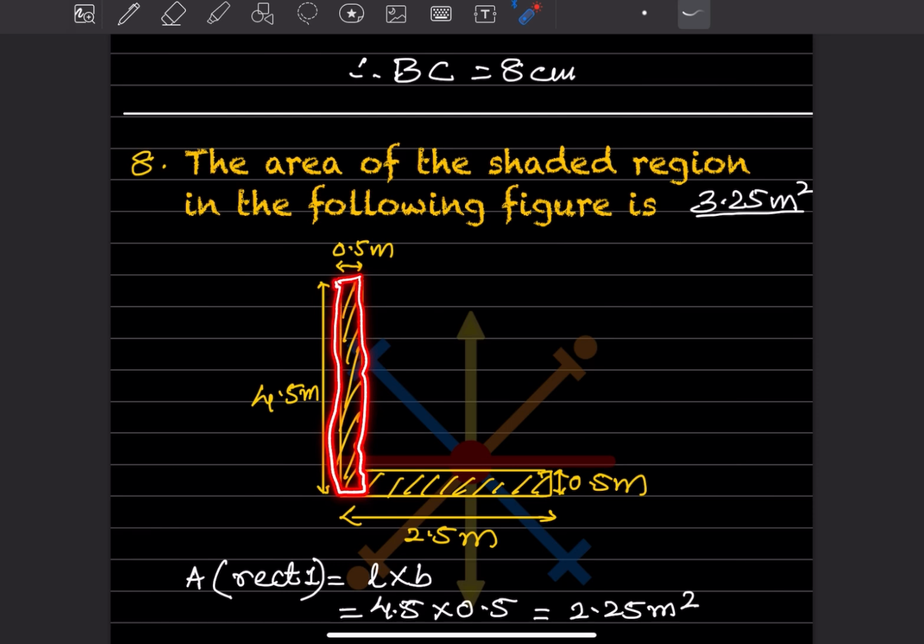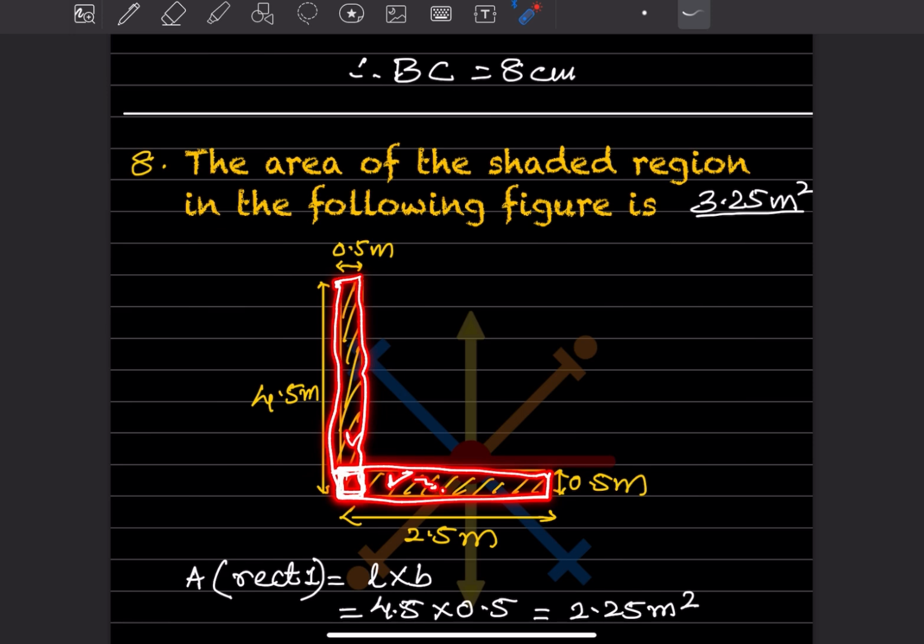So the area of the rectangle, we can call this 1 and this part we can call 2. So here what are we going to do? First look at this one. When we consider this 2, it is overlapping over here. Overlapping means this part is extra for both of them. So we have to subtract this part later.